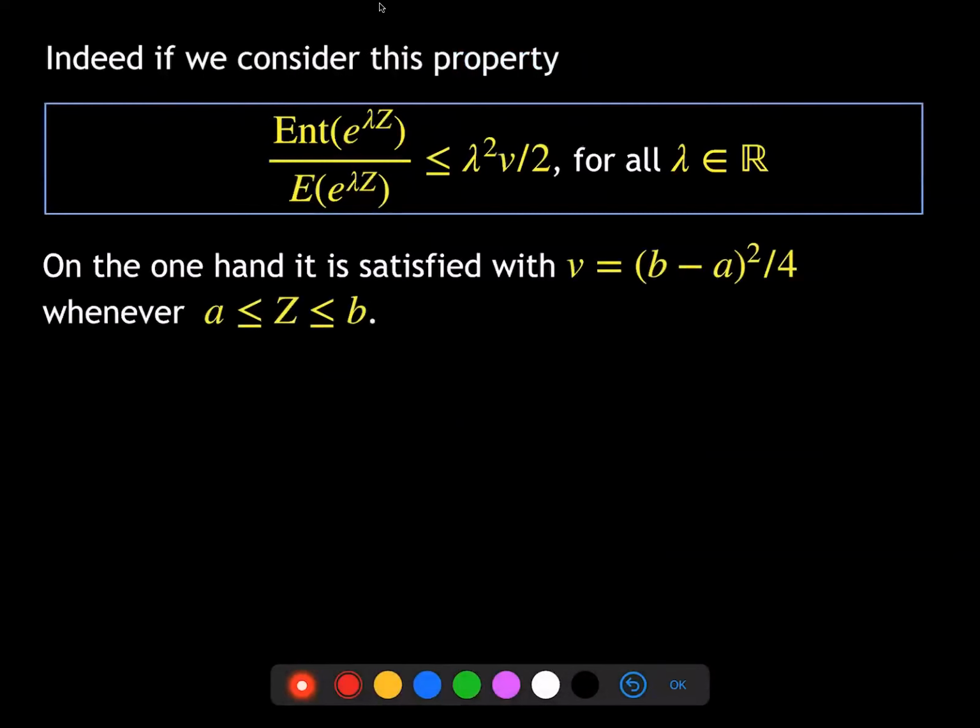Okay, this is exactly what I meant. That is, when you look at the bounded variable, then it's a fact that this control holds true. So the converse is true in this example. This is what we shall use afterwards.